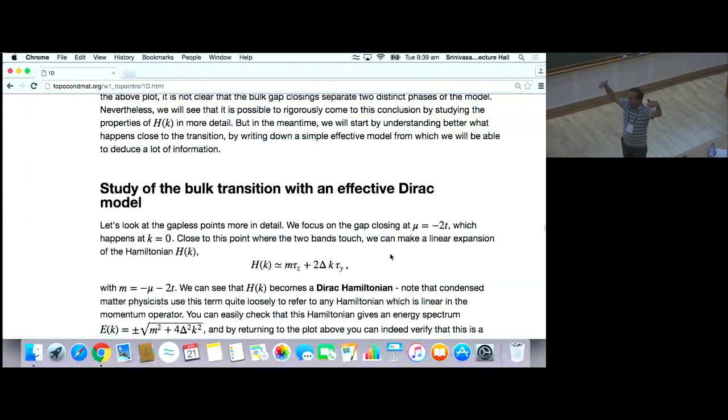So if you remember, as we got to the transition, the wave functions started to talk to each other, which means that it was easier for the wave functions to move through the bulk, which is saying that the bulk gap is closed.